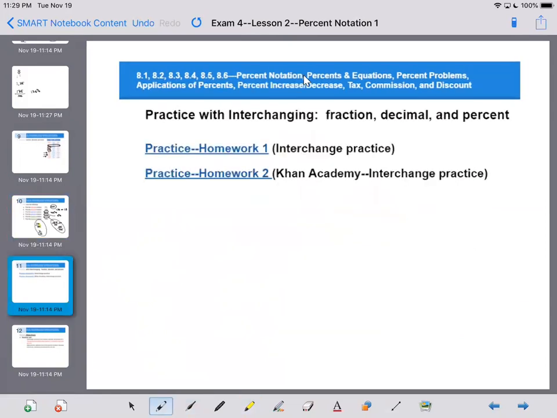So there's some practice. You have some practice links that allow you to practice interchanging from one notation to the other.